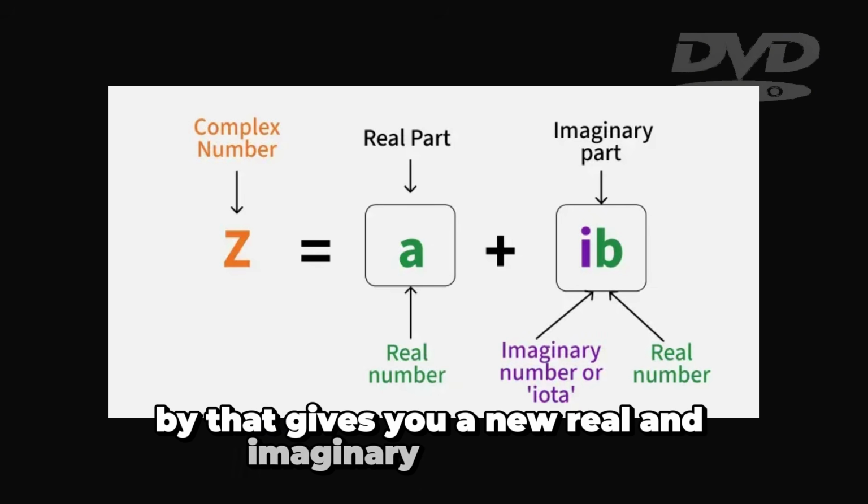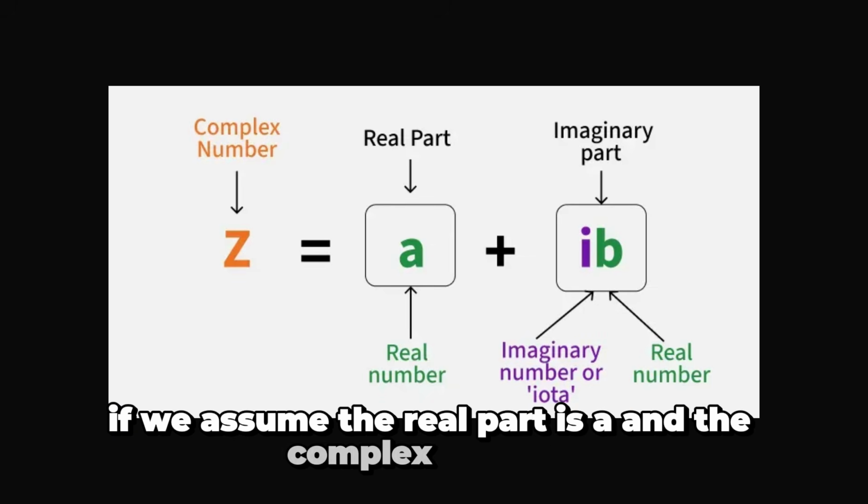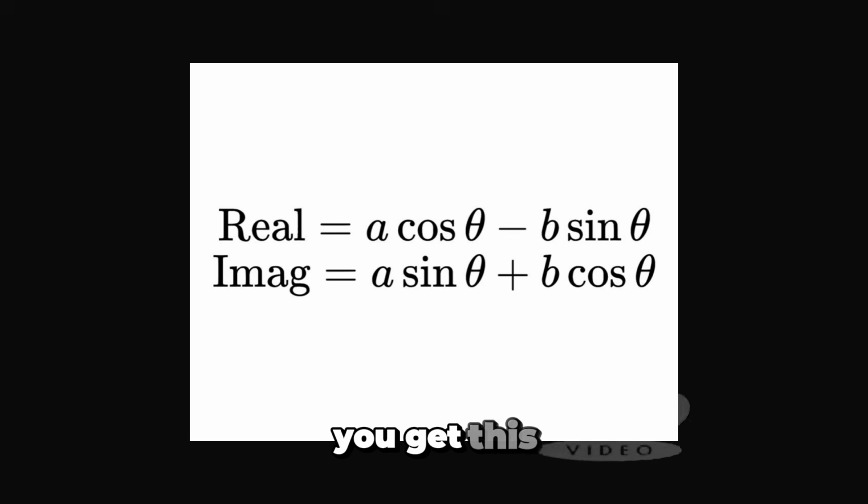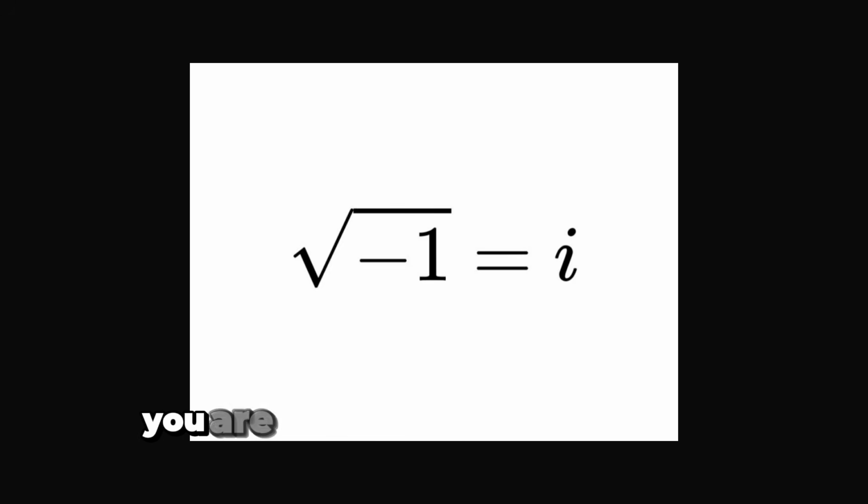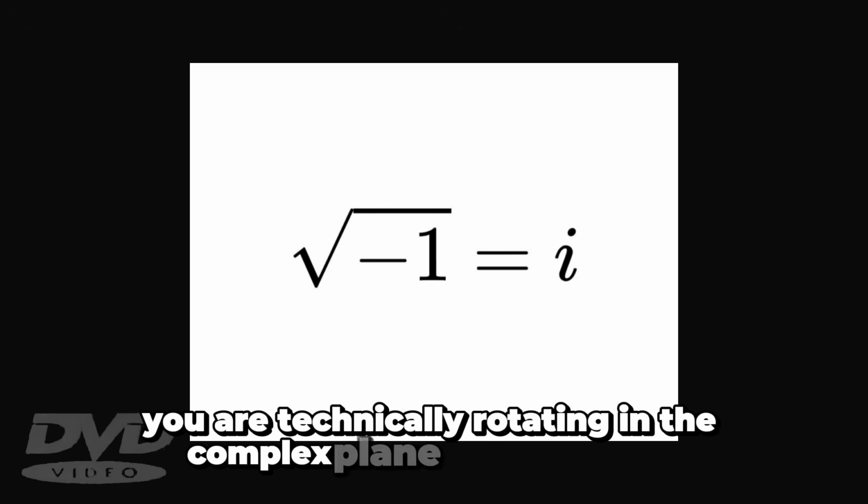Multiplying a complex number, which is two numbers, real and imaginary, by that gives you a new real and imaginary component to a new complex number. If we assume the real part is A and the complex part is B, you get this. When you multiply a complex number by i, you are technically rotating in the complex plane by 90 degrees. This is also what we use to derive both the horizontal displacement and also our normals.